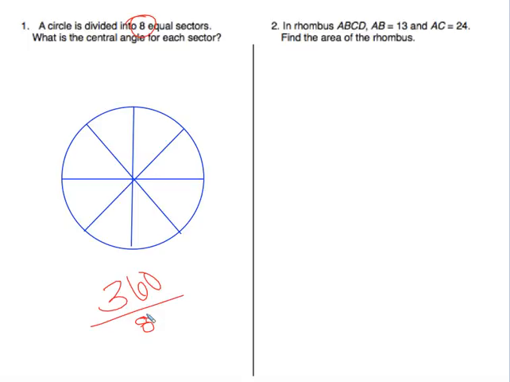Oh my heavens, my calculator says something weird. 360 divided by 8 is 45. So that means all these angles would have to be 45 degrees.